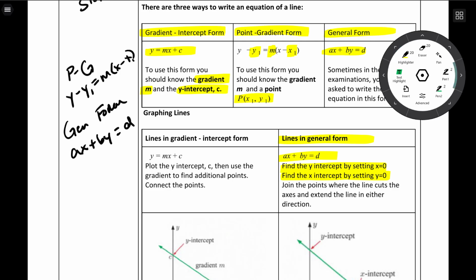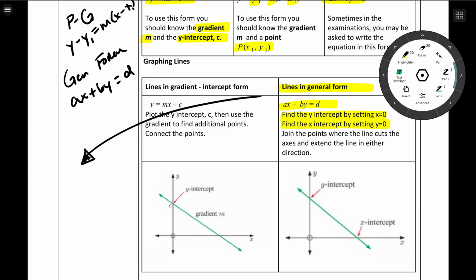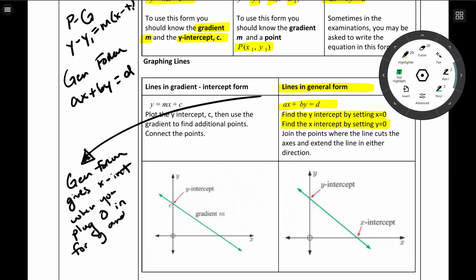Okay, and I want to rewrite that in a way that makes sense to me. So I'm going to use that over here, and I'll rewrite that. What this tells me is that general form gives the x-intercept if I plug in 0 for y and vice versa. I'm just rewriting what's already there. This is how I can add my understanding to the notes. So general form gives the x-intercept when you plug 0 in for y and vice versa.